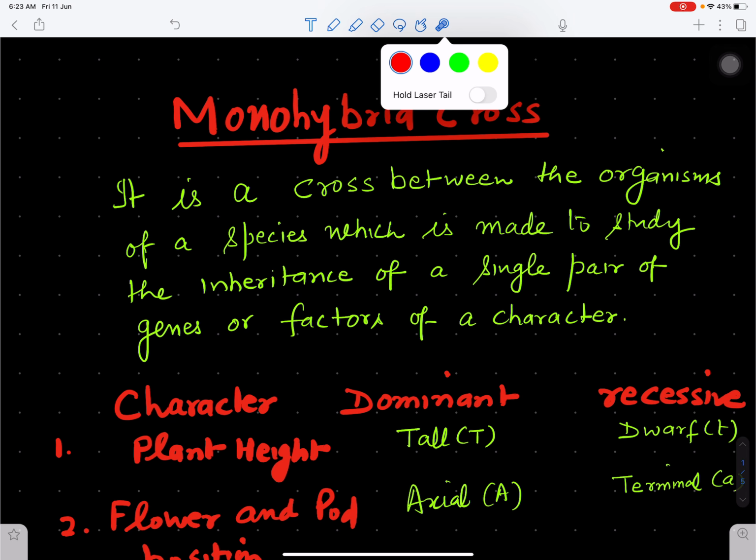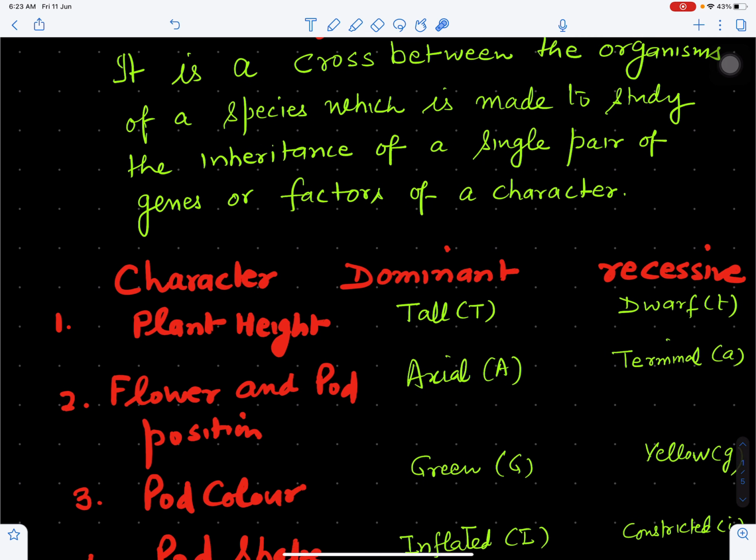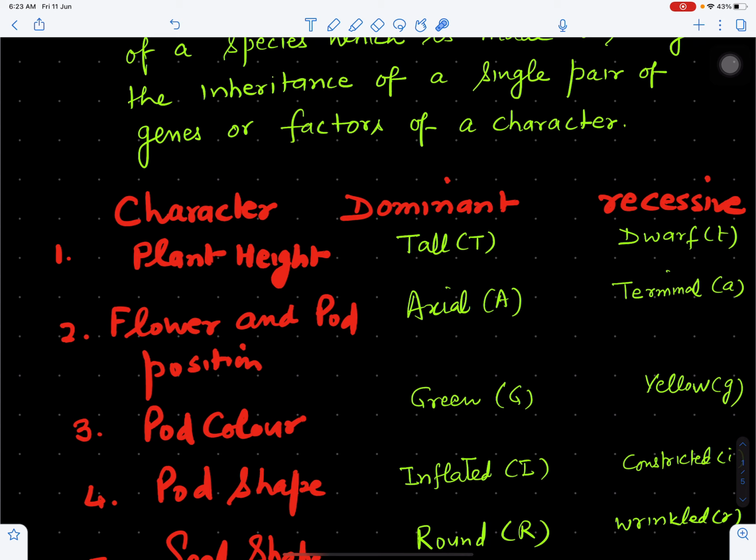For this cross, we can select certain characters like plant height. This may be tall or dwarf. One is the dominant character, the second is the recessive character. Second is flower and pod position. It can be in the axis of the leaf, axial, or at the tip, which is called terminal. This is represented by capital A and small a. Capital A is the dominant gene, and small a is the recessive gene.